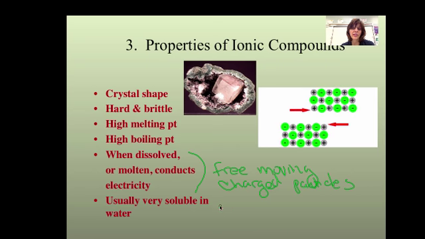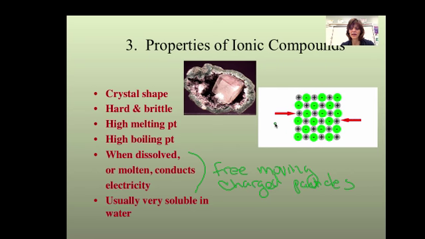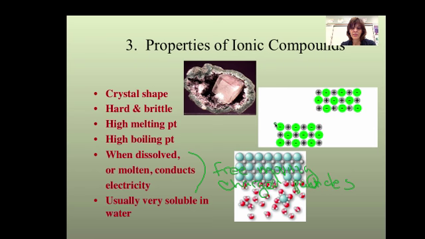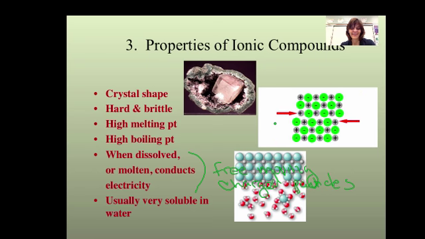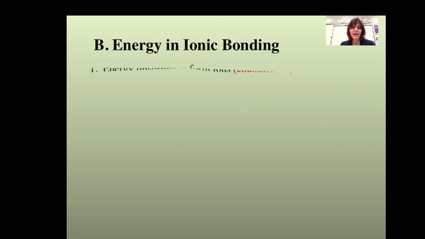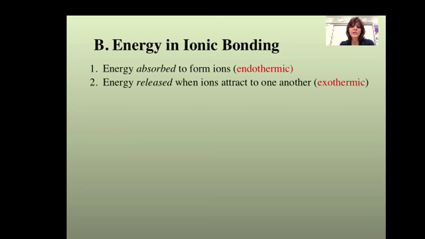Okay, and they're usually very soluble in water because water can attract to the ions. Okay, so in order to make an ionic bond, there is energy absorbed and released. You have to form the ions by having the electrons moved, and that is endothermic, even though it's often spontaneous. Energy is released when the ions are attracted to each other. The net energy absorbed or released is called the bond energy.